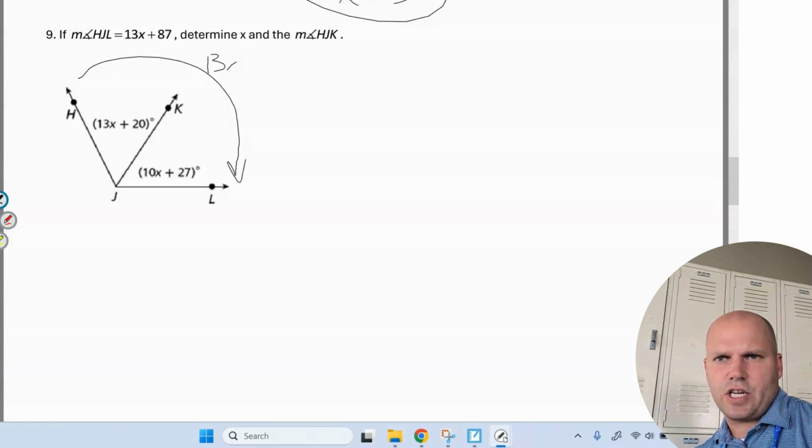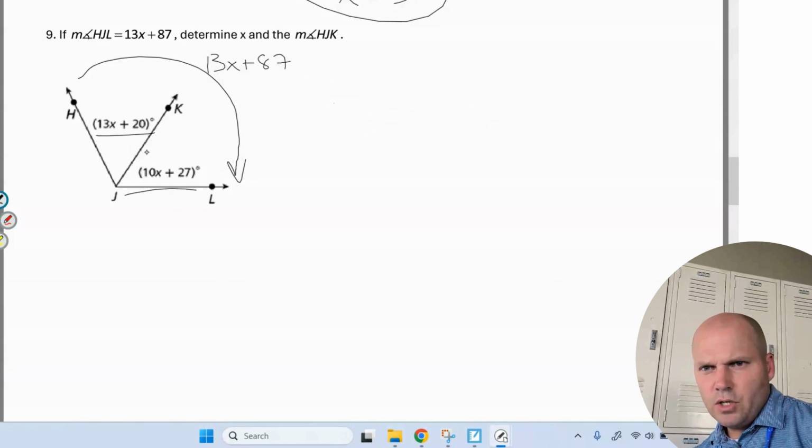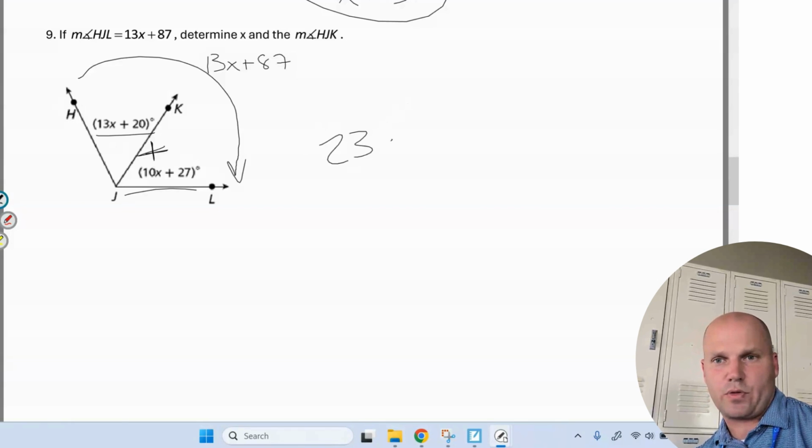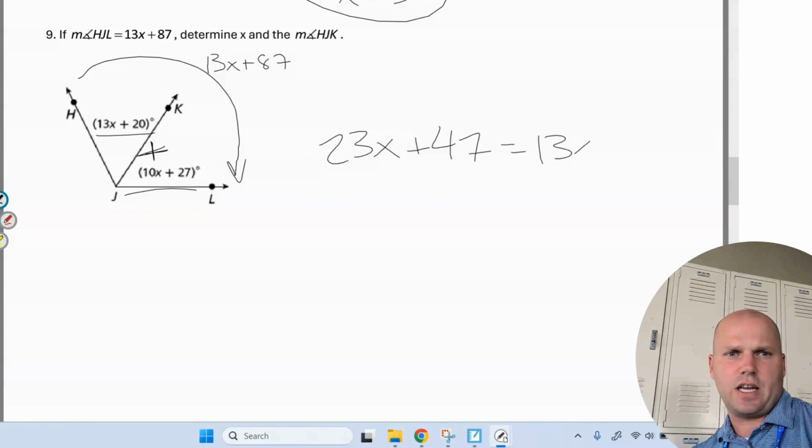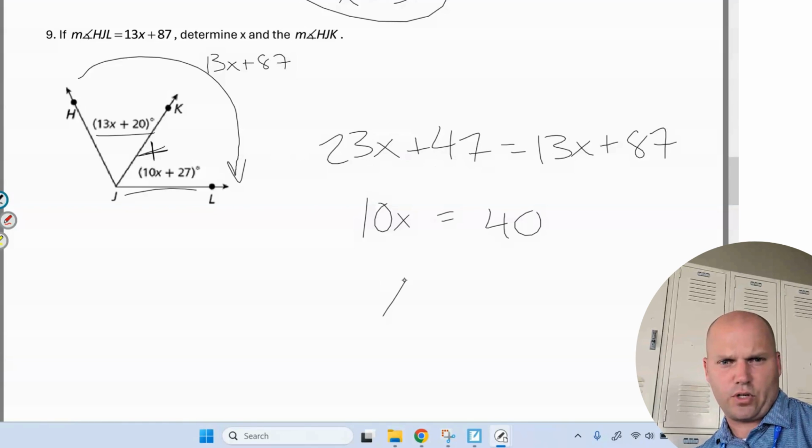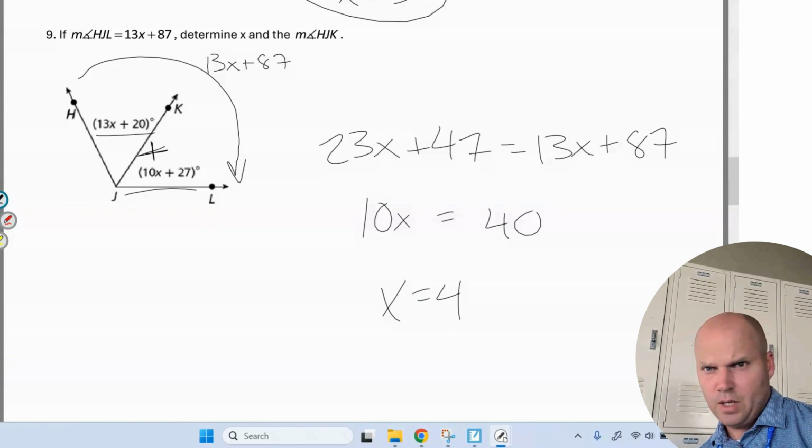HJL is 13x plus 87. This plus this has to equal this. You can go ahead and do the addition right away if you want to write it out. Just remember, same side combined, like 13x's plus 10x's. Make sure you say 23x's plus 47 has to equal 13x's plus 87. I get 10x's equals 40 after subtracting 13x's and subtracting 47. I get x equals 4.